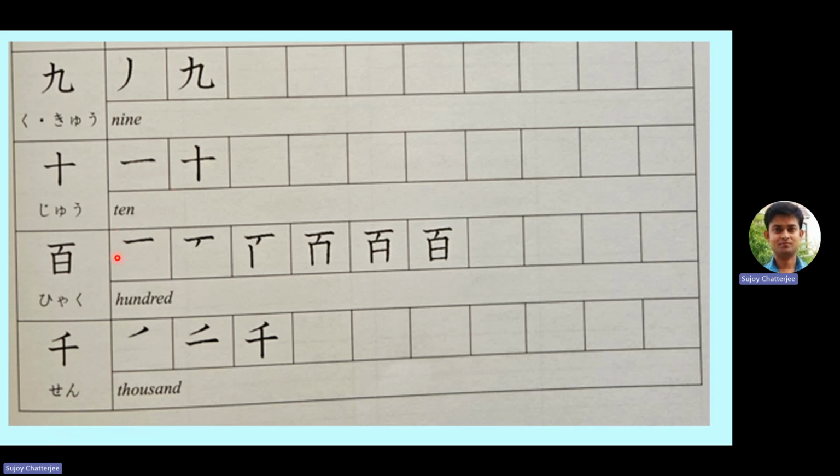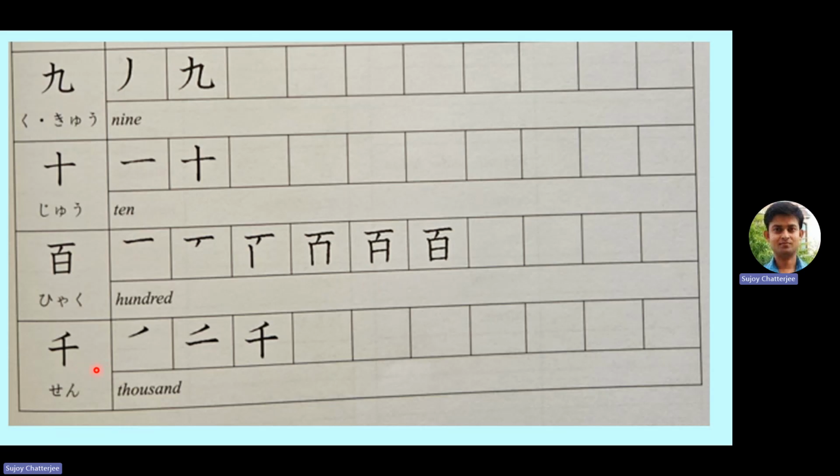Next is the symbol for 100, which is hyaku. So the first horizontal line, then this small one, then this is the third stroke, which is totally independent of these first two lines. Then this is the fourth stroke, this is the fifth stroke, and this is the sixth stroke. In this way, 100 is written, hyaku.